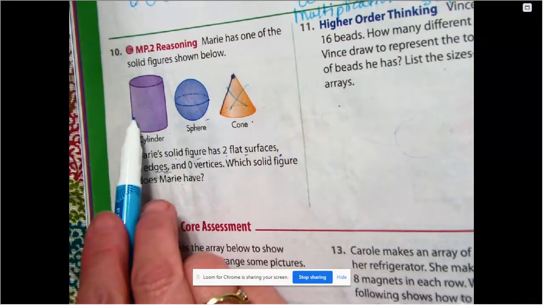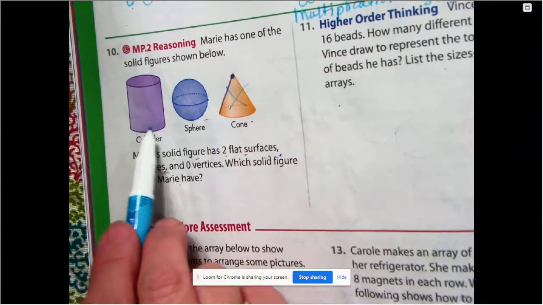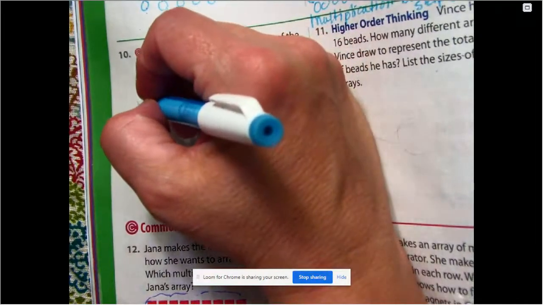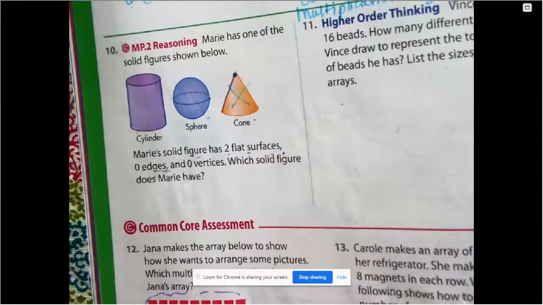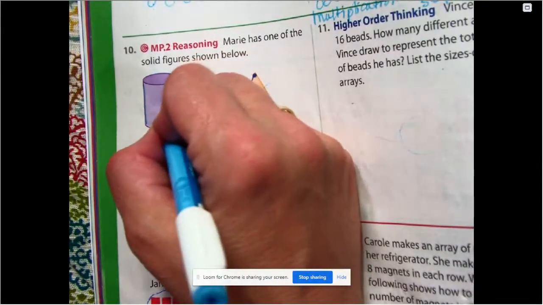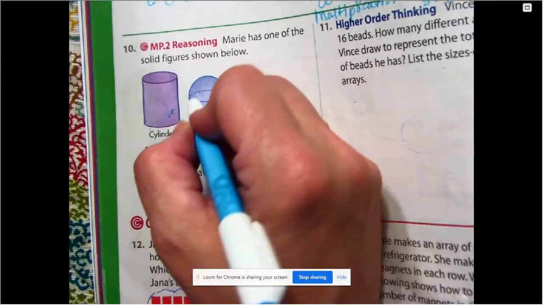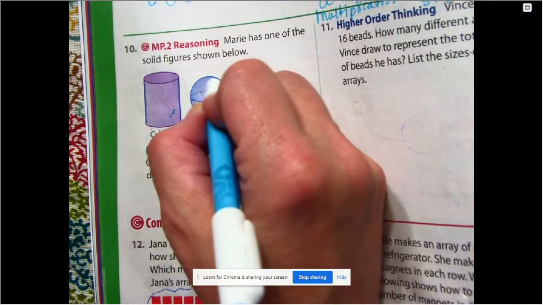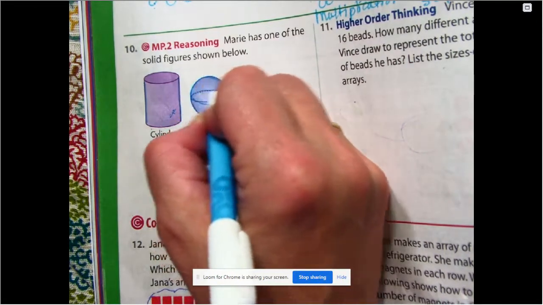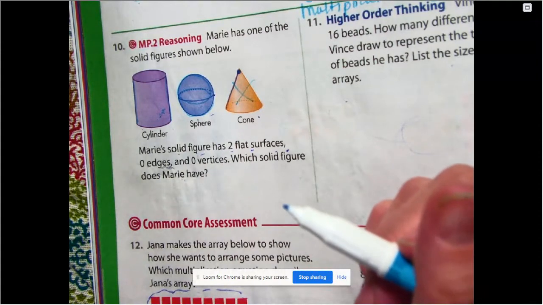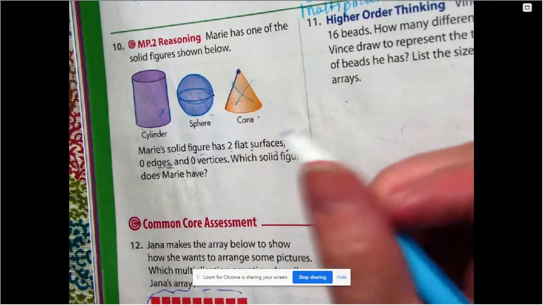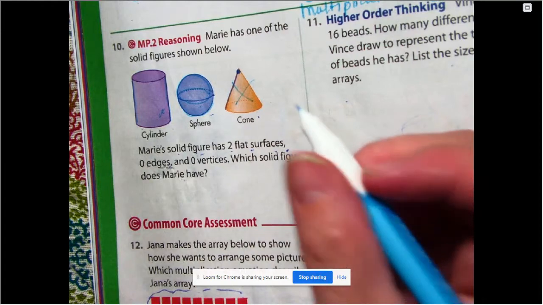0 edges, so they don't have any edges. See here? Oh, wait. Do you see an edge? I see an edge right here. So cylinder is out, right? Maybe. Let's think about that. Let's look over here at the sphere. Okay, see our sphere? Does it have 2 flat surfaces? It doesn't have 2 flat surfaces.